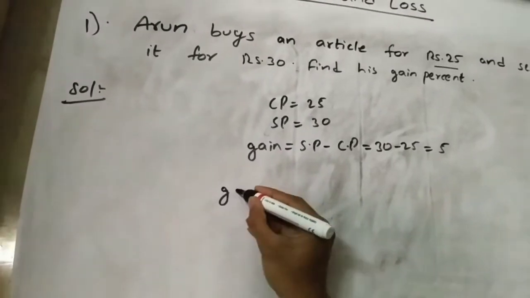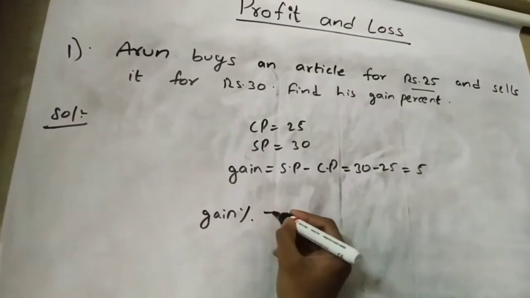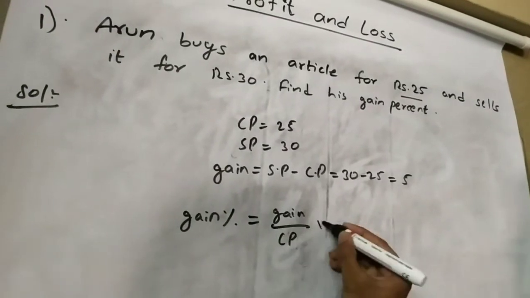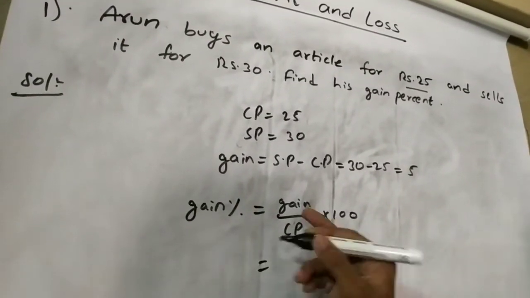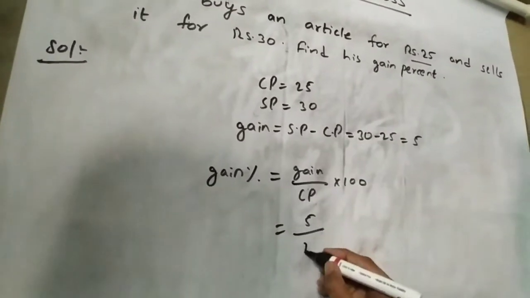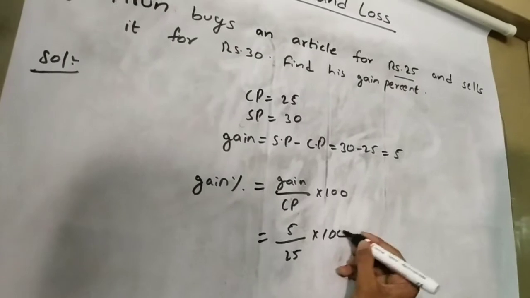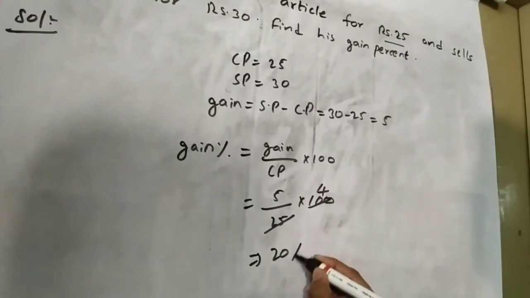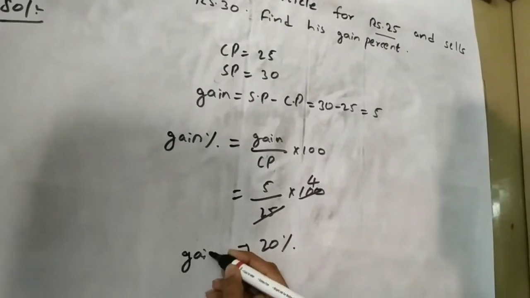So gain percent formula is gain by CP into 100. The total gain is 5 by the cost price of an article, 25, into 100. 25 fives are 5, so 5 fours are 20. So the gain percent is equal to 20.